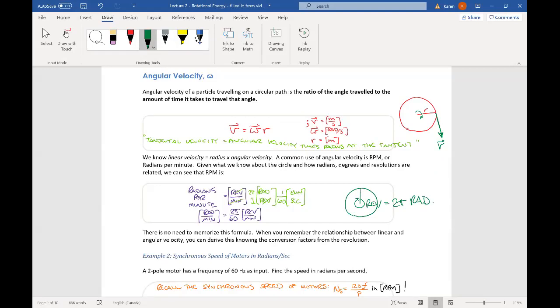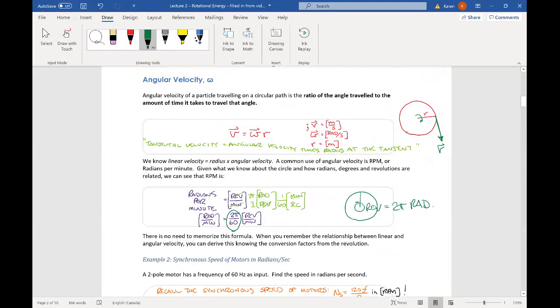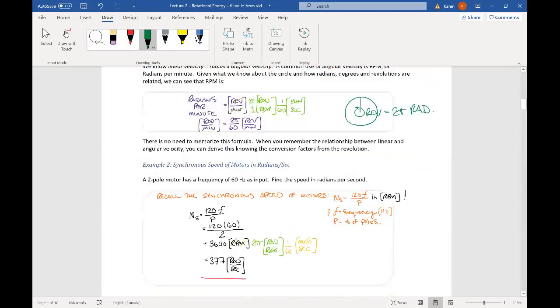And just knowing that, and also knowing that there's 60 seconds in a minute, it's easy to convert between the two. And that's where we often see 2 pi over 60 in formulas, or pi by 30. And I believe our 9.55 that's in some motor equations is actually that, because of this 2 pi over 60 relationship. So please remember that as well.